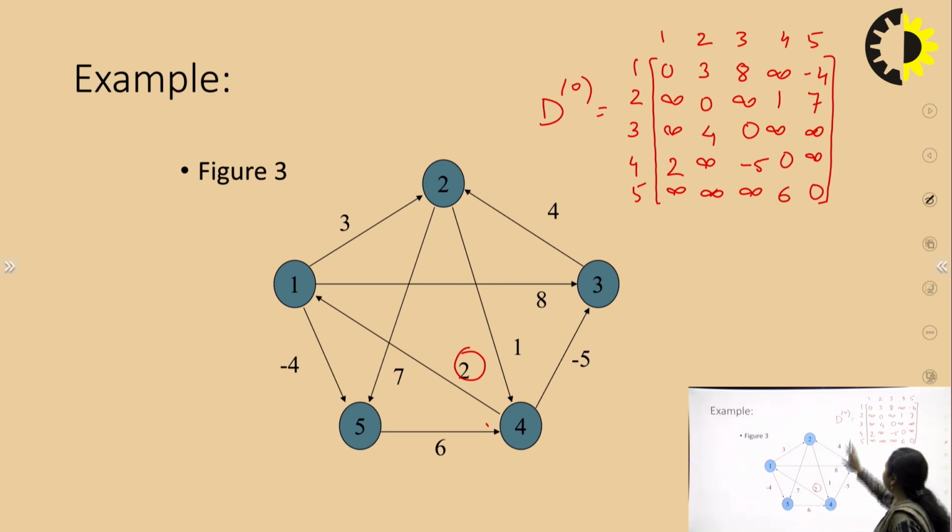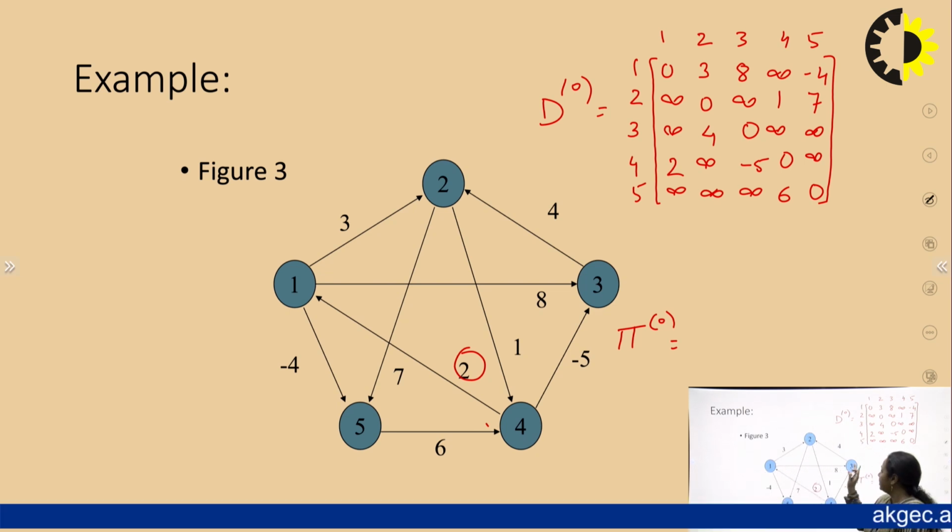So in this way we will create the D0 matrix. Similarly you have to create pi 0. Pi 0 is the parental matrix which gives you the previous node of the current node. Means if you are at 3, you are reaching 3 using 1 or using 2. What is the predecessor node of 3? This particular matrix will give you the answer to this question. Again we are having a 5 by 5 matrix, so similarly for pi also we will have a 5 by 5 matrix. 1, 2, 3, 4, 5.